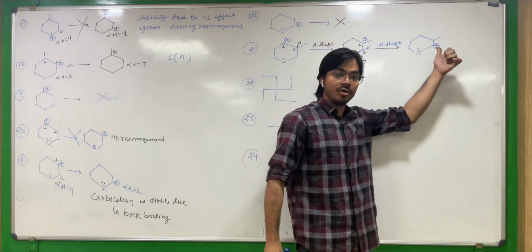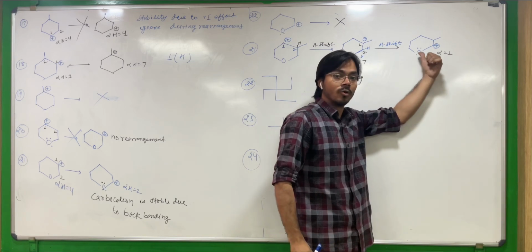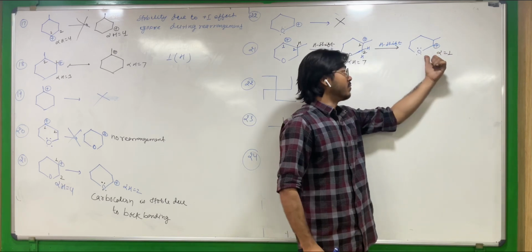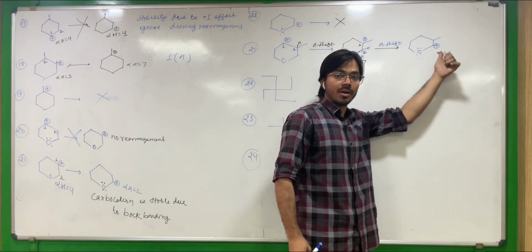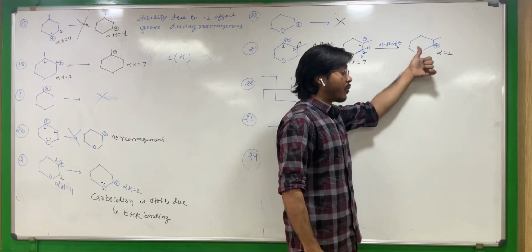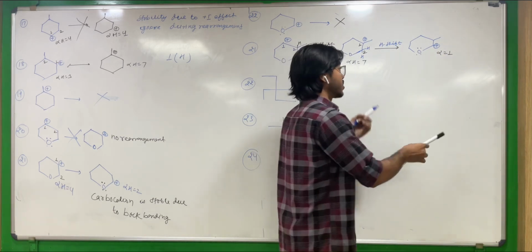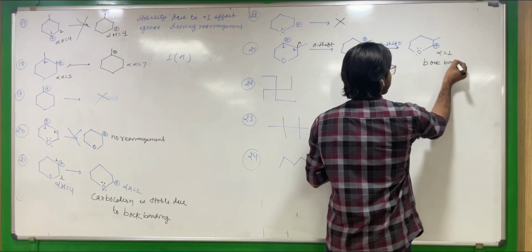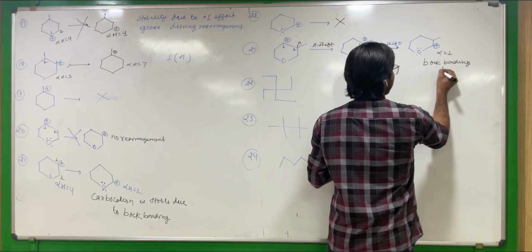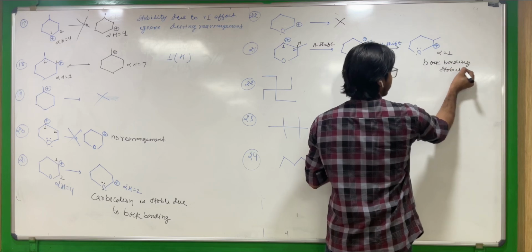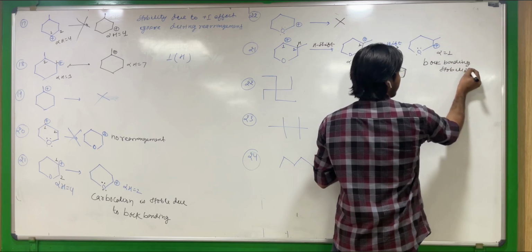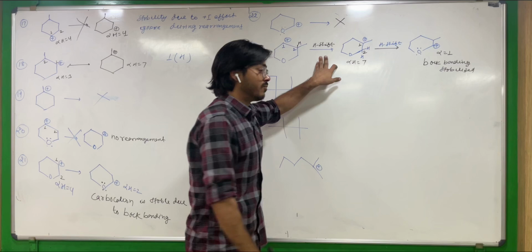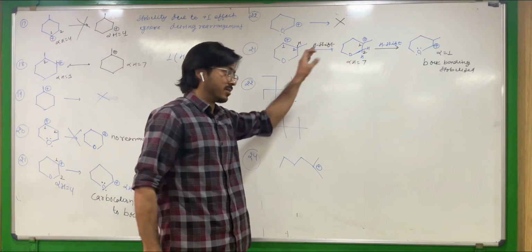This carbon has a vacant p orbital and this oxygen has a lone pair. So oxygen will donate its lone pair to the vacant p orbital of carbon. So this is back bonding stabilized. That's why this is the most stable carbocation. So how many 1,2 shifts are taking place in this case? Two 1,2 shifts are taking place, and in both the cases hydride is shifting.